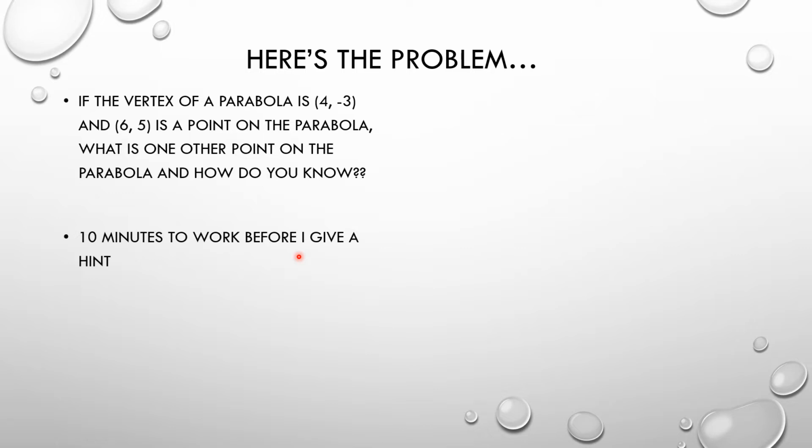So let's go through that again and make sure you know what you're being asked to find. The vertex of the parabola is (4, -3). Just remember what the vertex is, what point is that on the parabola, and where is it located? (4, -3). And (6, 5) is another point that is on the parabola. I want you to figure out what is one other point on the parabola, and how do you know that point is on the parabola?